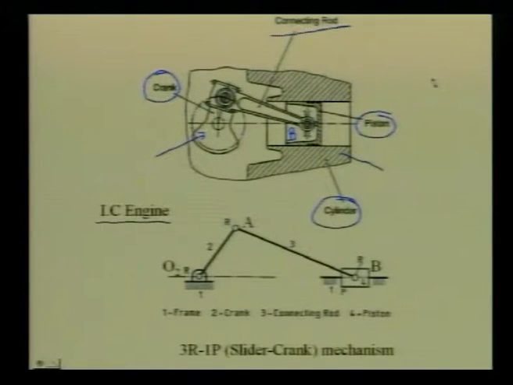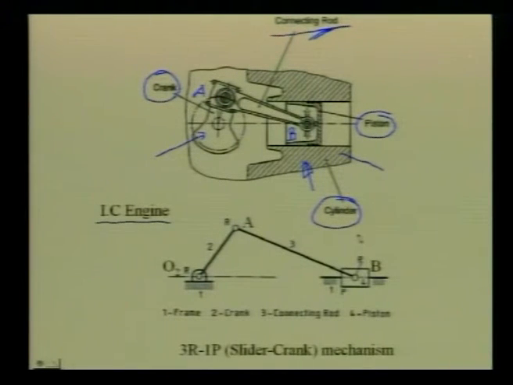Now, to draw the kinematic diagram of this mechanism, we should first try to determine how many different rigid bodies are involved. One is the cylinder, which is the fixed link. Two is the piston, which has a prismatic pair along the horizontal direction. Three is the connecting rod, which has a revolute pair with the piston at this location B. Then there is the crank, which has a revolute pair with the connecting rod at this location, let me call it A.